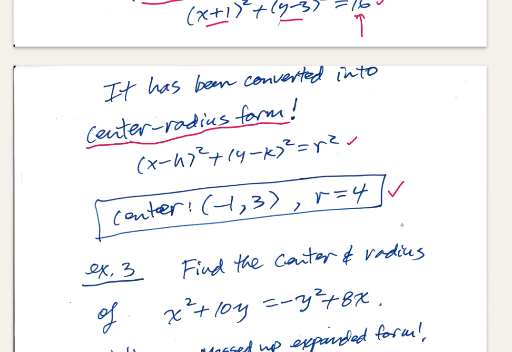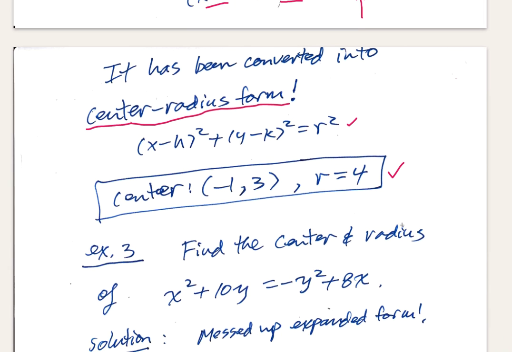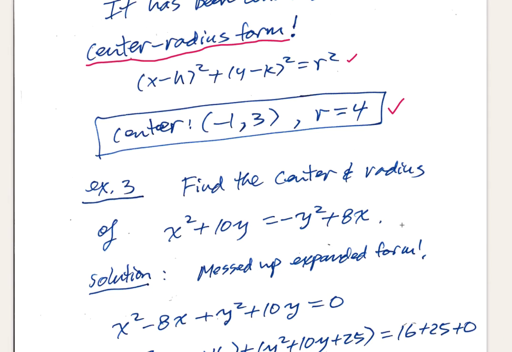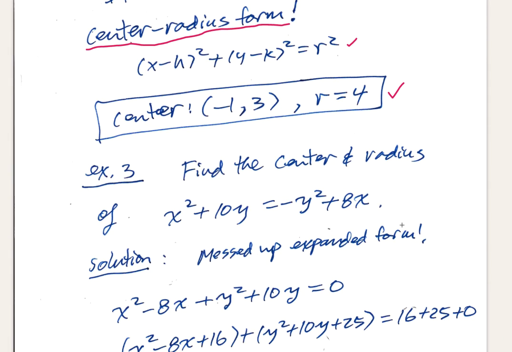All right, let's do another one, the one that's kind of messed up here. This isn't intrinsically any harder. You just have to do a little bit of rewriting first. Find the center and radius of this: x squared plus 10y equals negative y squared plus 8x.